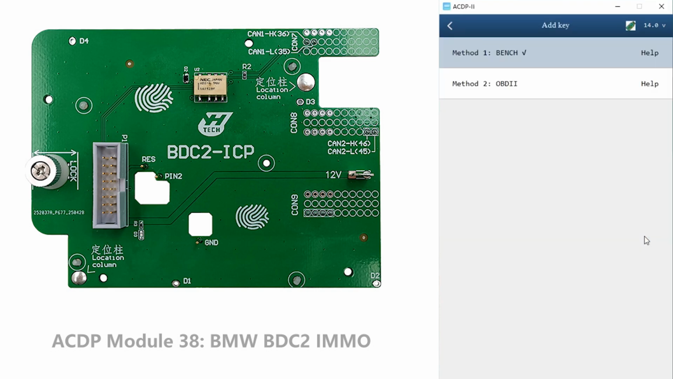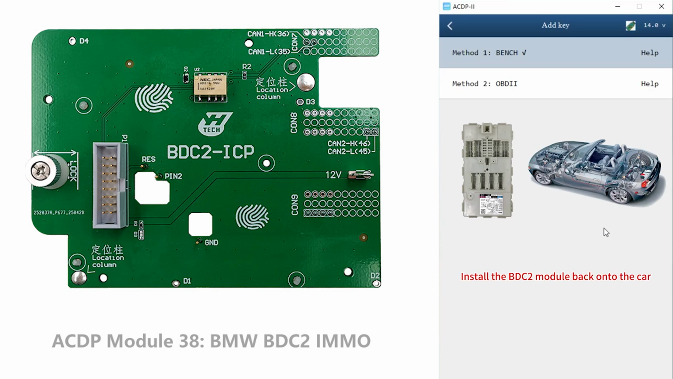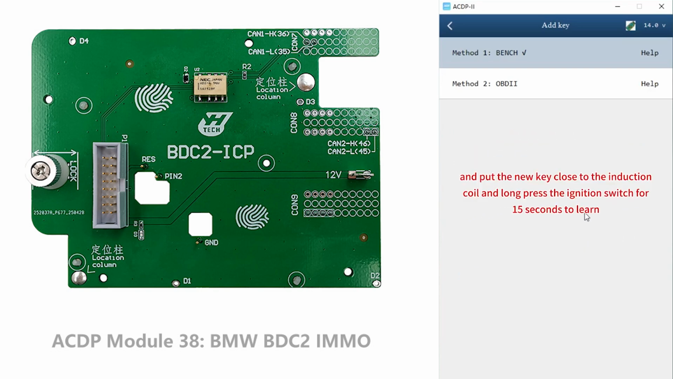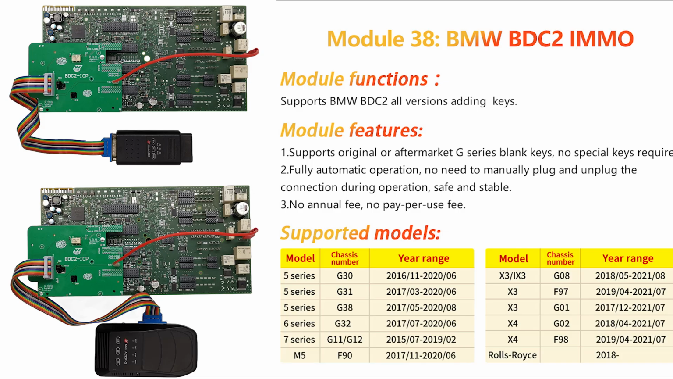Click OK. Install the BDC2 module back onto the car. Take the work key out of the car 3 meters away, and put the new key close to the induction coil and long press the ignition switch for 15 seconds to learn. After the new key learning is completed, verify whether the functions of the original car key and the new key are normal. Thank you for watching.